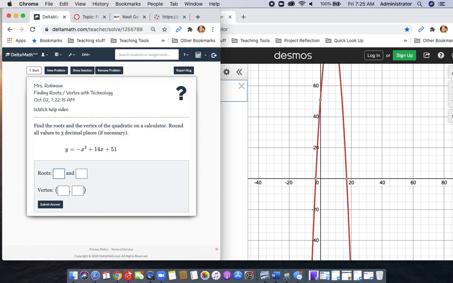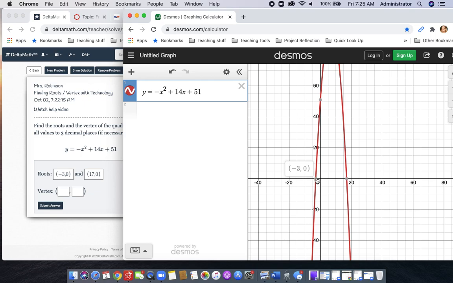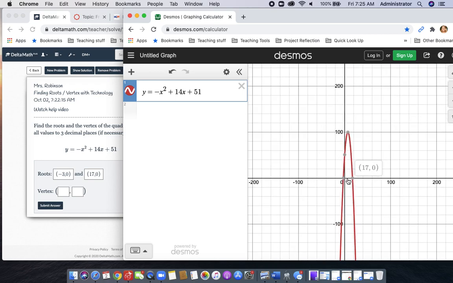So I'm going to come over here and type in -3, 0 and 17, 0. And again, all I did was click on the point. I clicked right there, and in gray, it shows me -3, 0 and 17, 0. Now for my vertex, I can do the same thing. I can hover over it, and it gives me the point 7, 100.